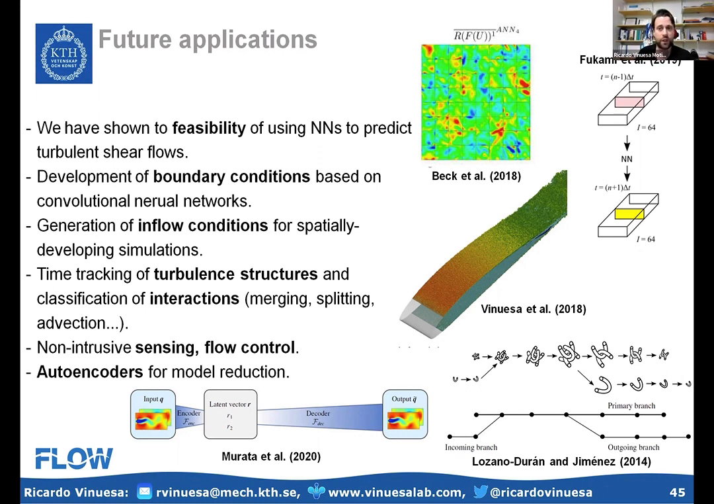This is something that we're working on, to be able to learn the temporal dynamics of these turbulent structures via machine learning. And we are also trying to use this for flow control. So we are using the non-intrusive sensing and the flow control approaches based on deep learning. And we're using autoencoders for model reduction. This is another area in which we are being quite active.